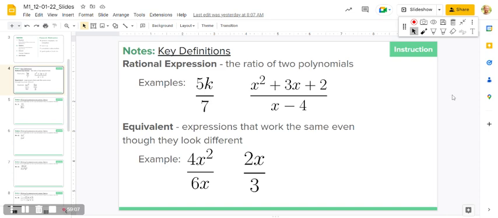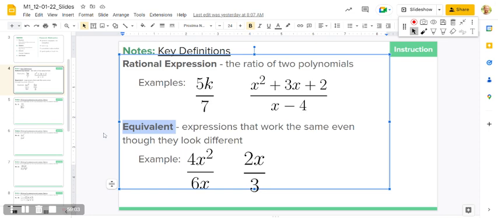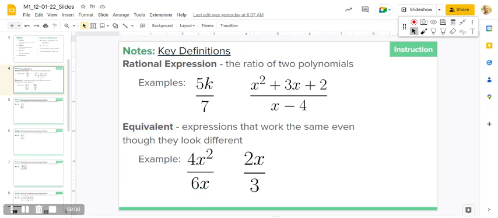The other key definition for today is the word equivalent. This means expressions that work the same even though they look different. So if you look at the example below, we have 4x to the second power divided by 6x. Well, if you were to simplify that out, 4/6 can be written just like 2/3, right? Those are similar fractions or equivalent fractions. And same thing with the x's there, right?